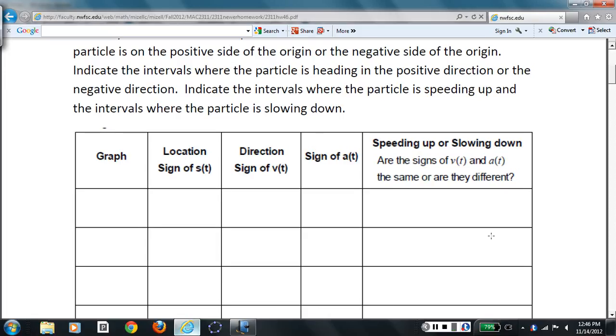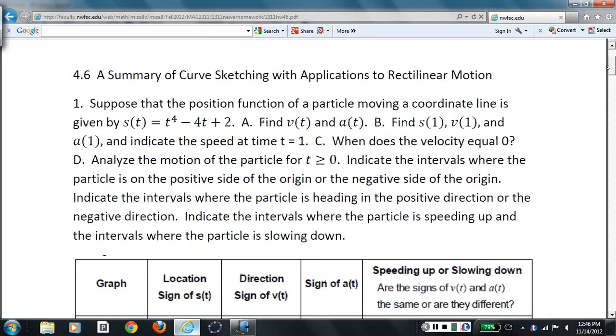In most cases, you can get that by inspecting the graph for polynomials. You usually can, but you want to go through the algebra to find the zeros of s of t, v of t, and a of t. So evidently good examples of polynomial functions. The t to the 4th minus 4t plus 2 is probably a good one.